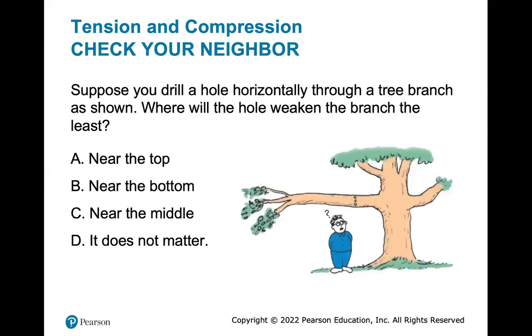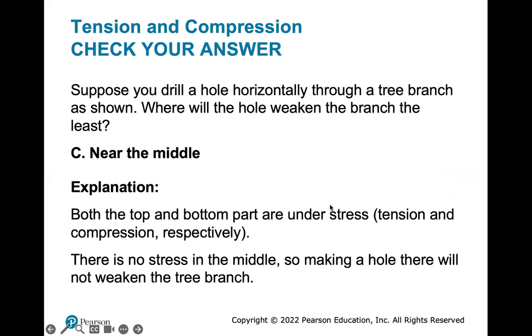Okay, suppose you drill a hole horizontally through a tree branch as shown. Where will the hole weaken the branch the least? Near the top, near the bottom, near the middle? It does not matter? Well, think of the I-beam. The I-beam was thickest at the top and at the bottom. Here at the top you've got tension, you're pulling on it. On the bottom side, you have compression. And just like the I-beam, there's not much going on in the middle. So in the middle is where it weakens the least. Both the top and bottom part are under stress, tension and compression respectively. There's no stress in the middle, so making a hole there will not weaken the tree branch.